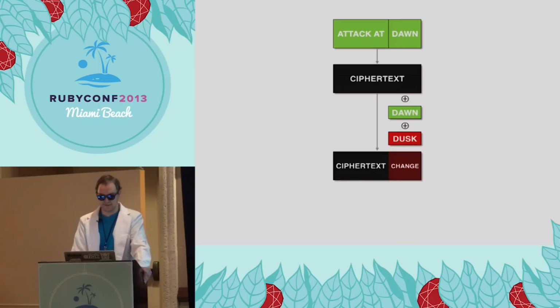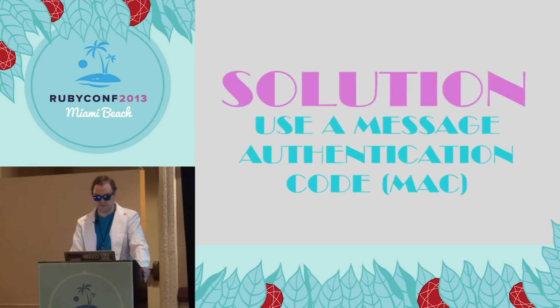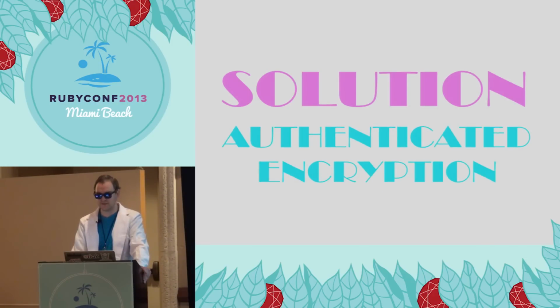What this attacker can then do is XOR part of the ciphertext with what he thinks the original plain text is, and then XOR that again with what he wants it to be. So what we get is this manipulated ciphertext. And now when we decrypt it, it gives us the wrong thing. This isn't what we expected it to be. The solution to this is to use something called a message authentication code. When we combine this with an encryption cipher, what we get is something called authenticated encryption.